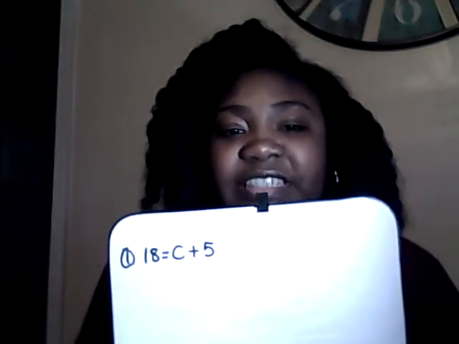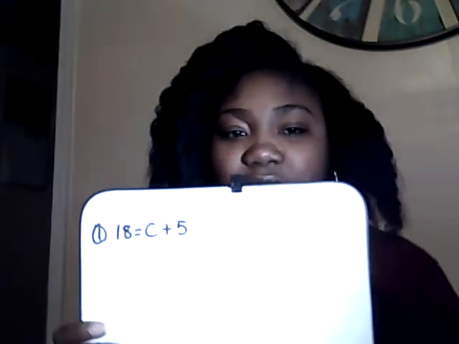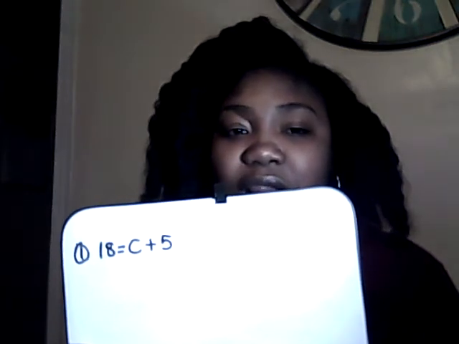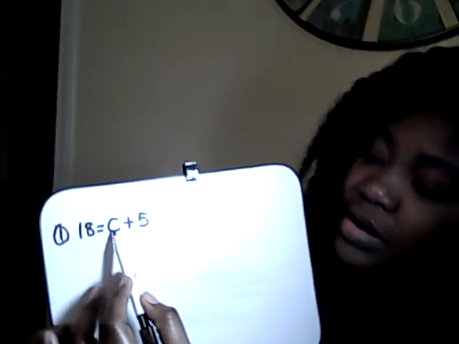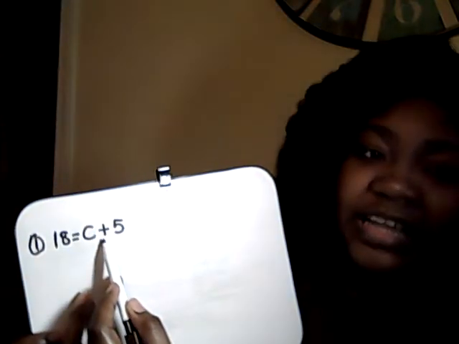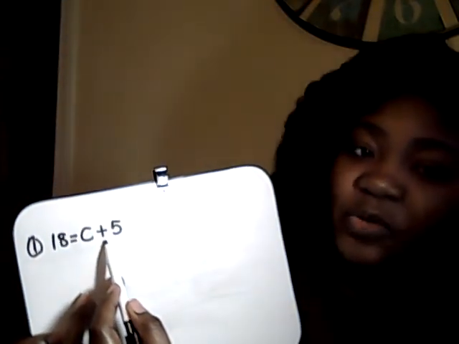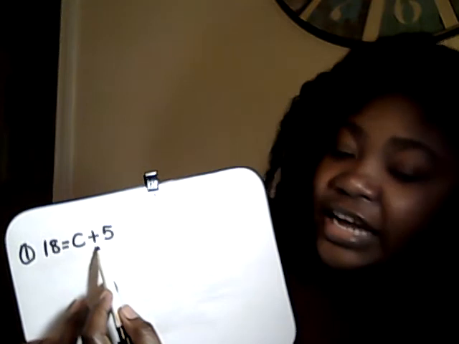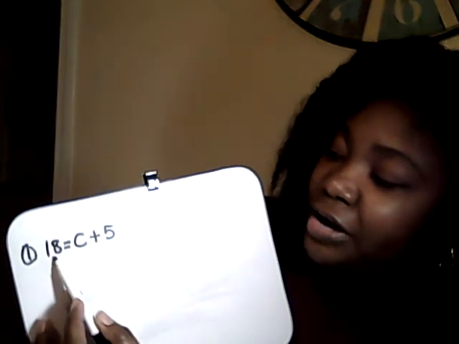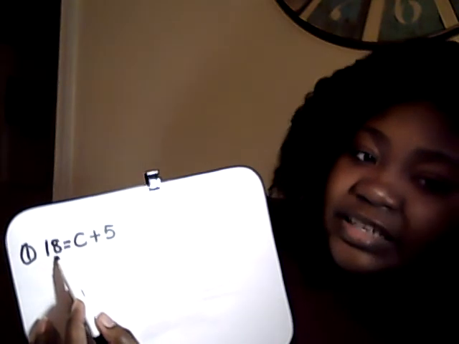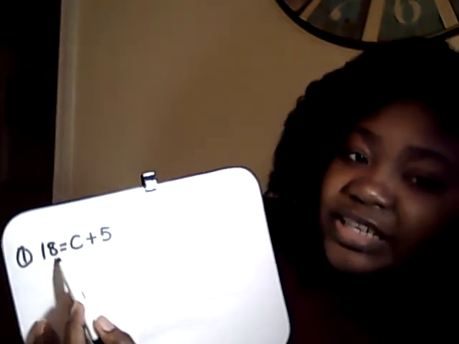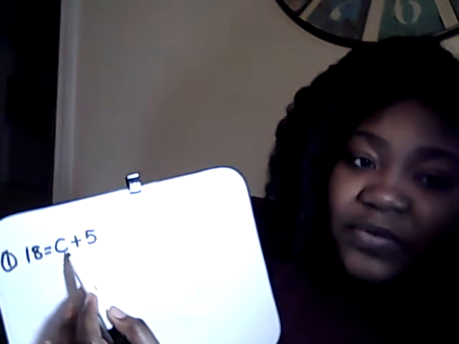18 is equal to C plus 5. Okay, so I'm going to show you, well, first off, because it has something on this side, that means something can be moved to this side. We can't take from a side that doesn't have anything left over there. So I can't take from this side because there's nothing over here. So the only side I can take from is this side because it has another variable or something over here. Okay?